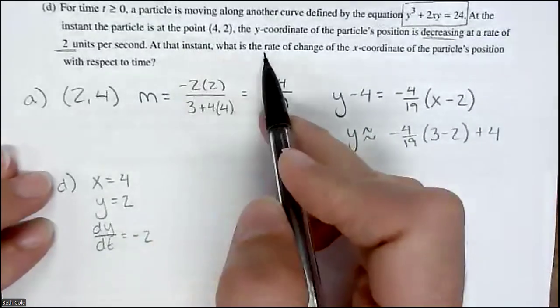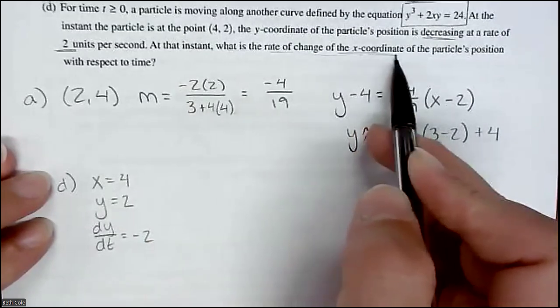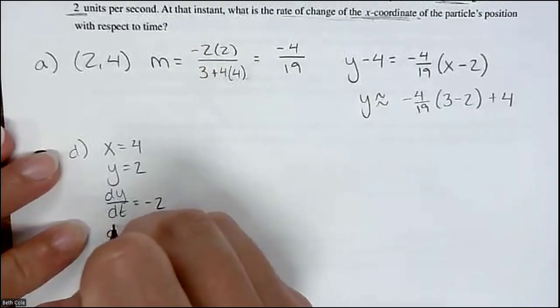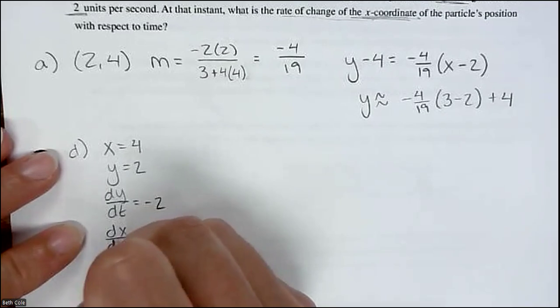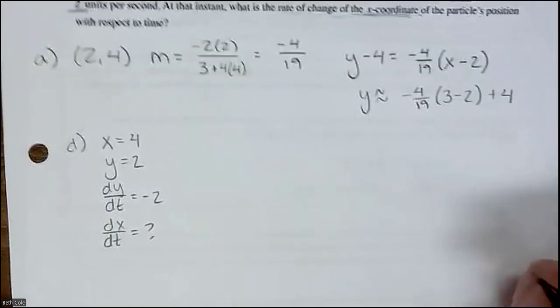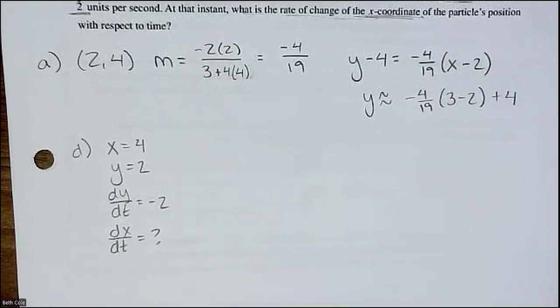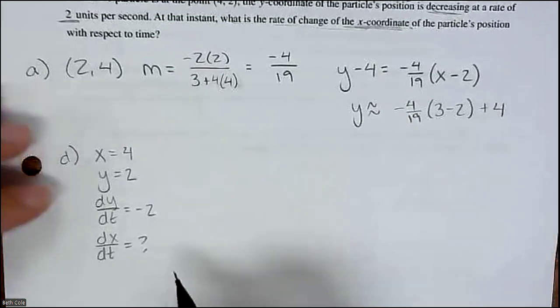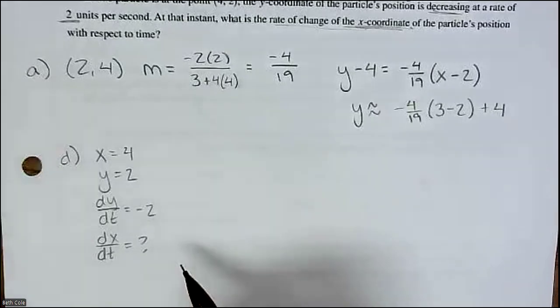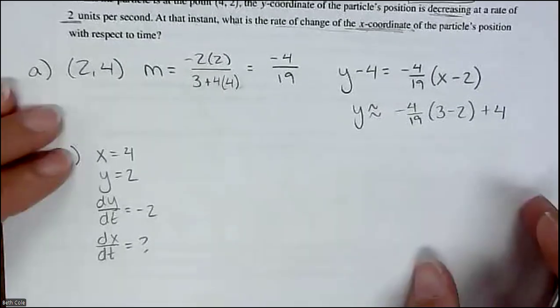Now, what are they asking for? At that instant, what is the rate of change for x? So what's our question mark? Yeah, dx/dt is our question mark. I don't know if it's going to be positive or negative, though, because this isn't like a cup filling up with water or leaking. So I have no idea what we're expecting. We're going to find out.